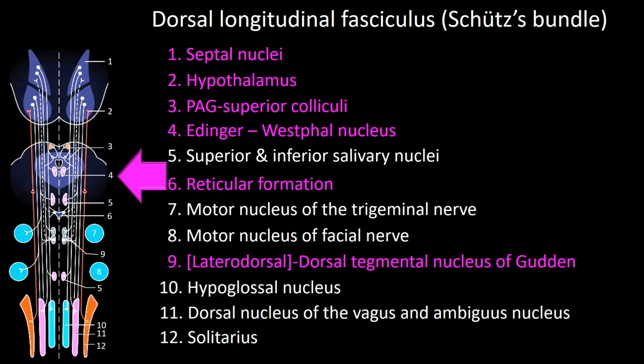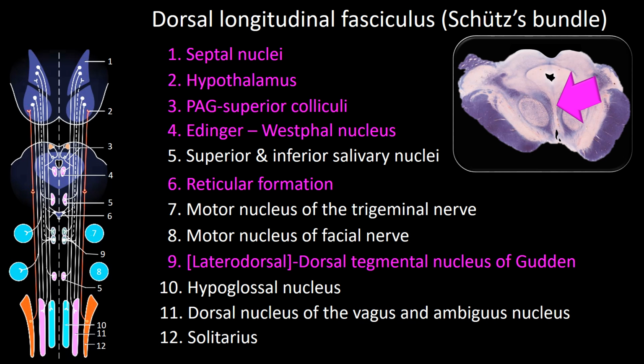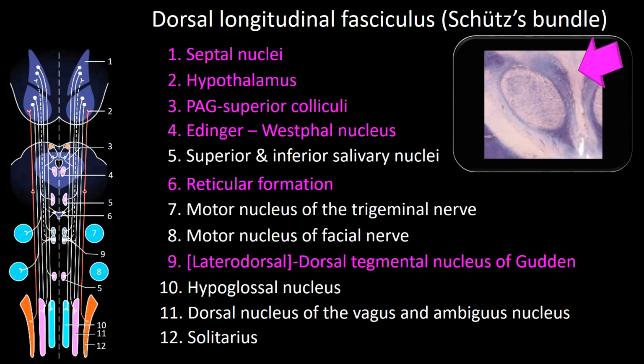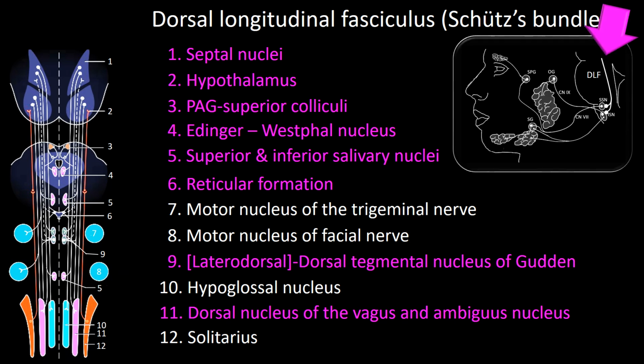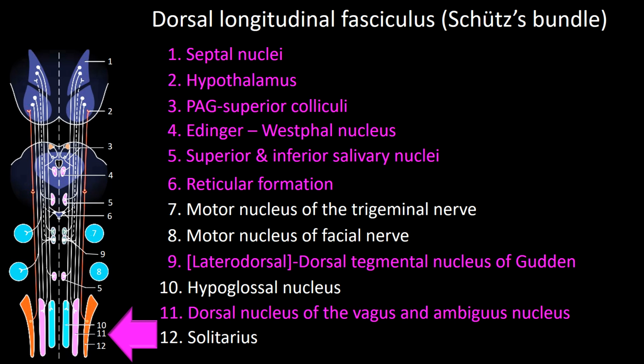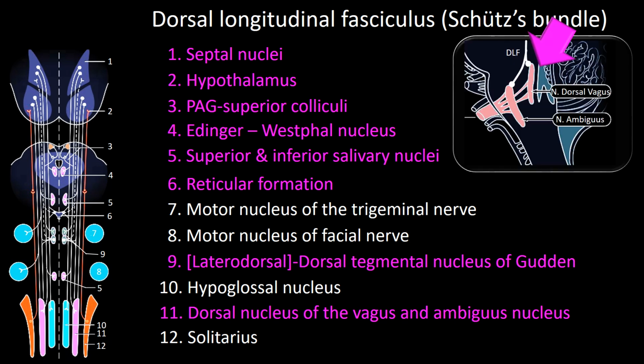The Edinger-Westphal nucleus, located at the upper midbrain, as you can see in this specimen, and better appreciated in this enlargement, the superior and inferior salivatory nuclei, as indicated here, and the dorsal nucleus of the vagus and visceromotor region of the ambiguus nucleus, as illustrated here and here.